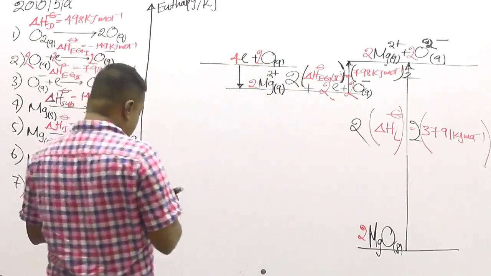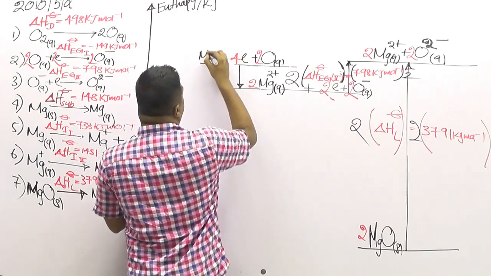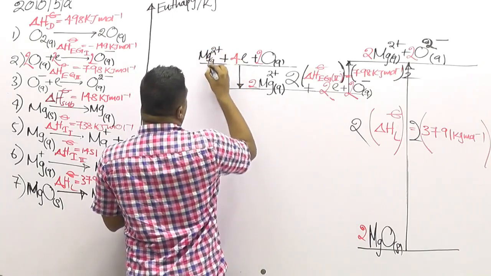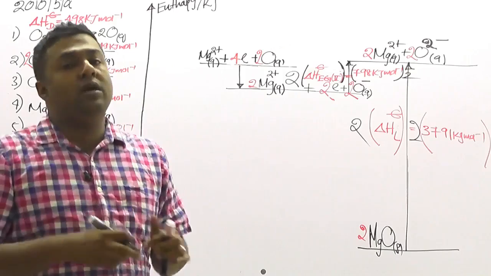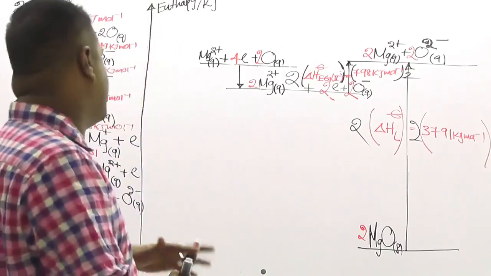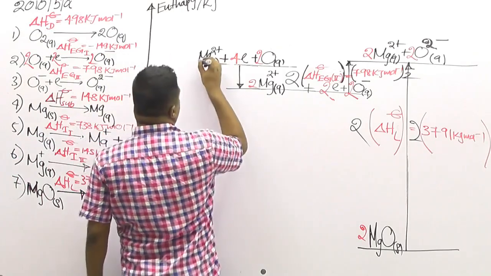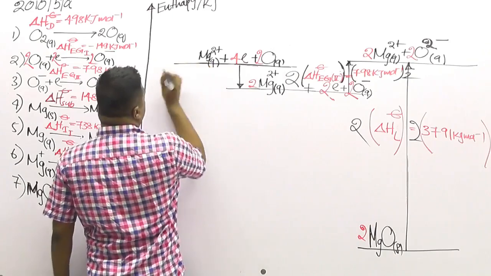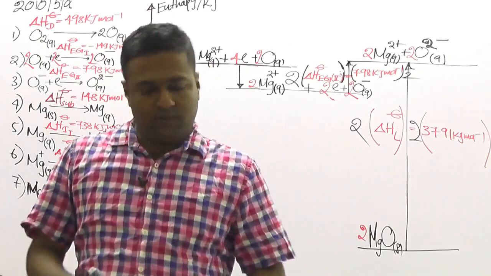And we did nothing for magnesium 2 plus, but it has to be there to obtain a balanced chemical equation. Okay? To obtain a balanced chemical equation, right?